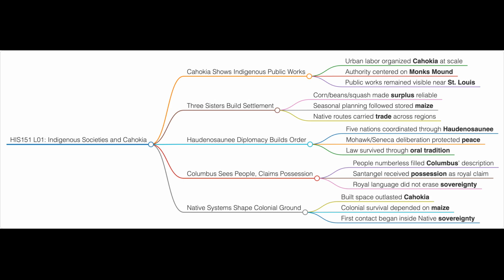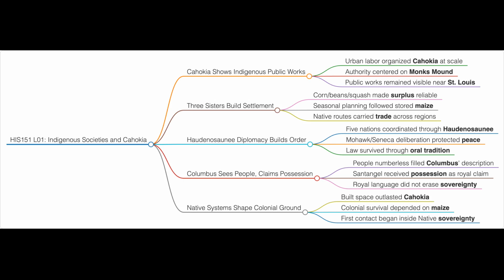Diplomacy also made the Haudenosaunee important to later imperial history. French, Dutch, and English actors had to negotiate with native nations that already possessed military capacity, territorial knowledge, and alliance networks. Europeans could not declare mastery and make it true by proclamation alone. They needed trade partners, military support, and access through lands they did not control. Native confederated power shaped those dealings from the first meetings onward.